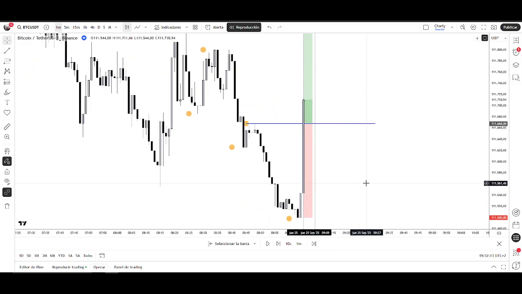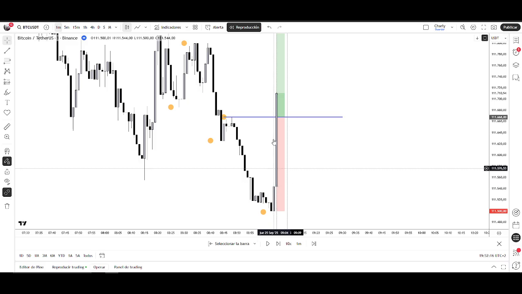This is a 1 minute candle, but let me tell you, this movement happened in a matter of a few seconds. This was super fast. I was not even able to send this idea on the app on time. Imagine how fast this happened. And basically, I was able to take it.